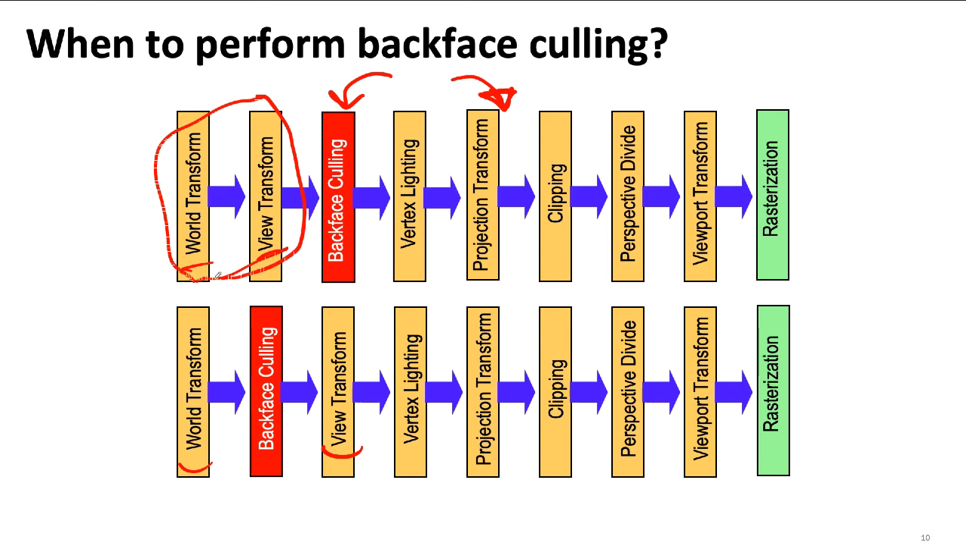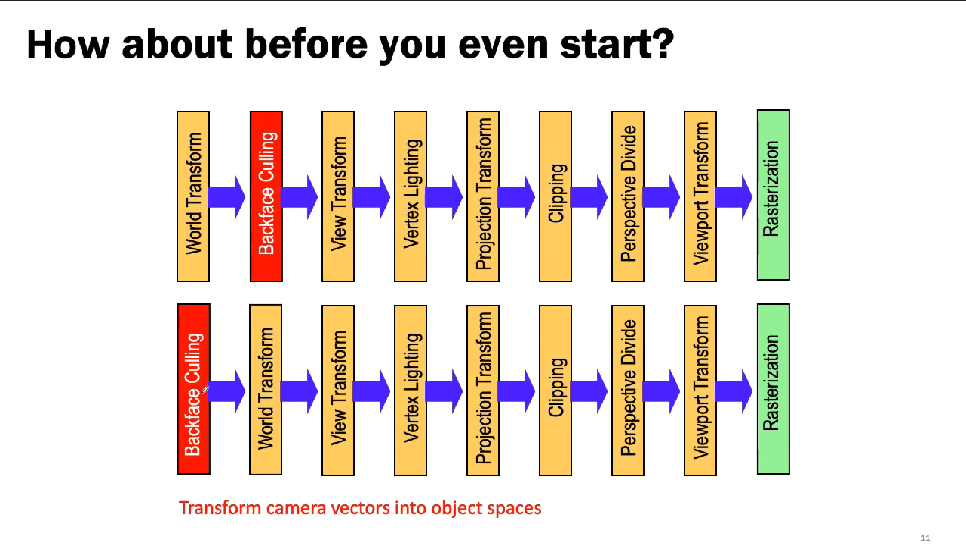And the world and view transform are often combined by multiplying their matrices ahead of time to save computation. The main thing is to make sure that you are doing things in the correct coordinate system. And this is both for backface culling and for doing lighting. So you can actually do the backface culling even before you do the world transformation on various coordinates.